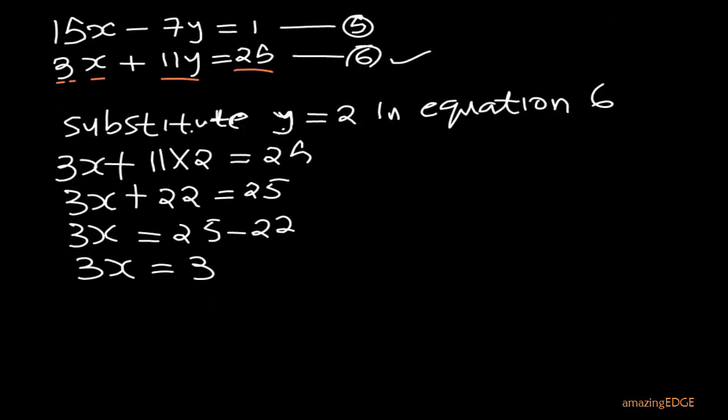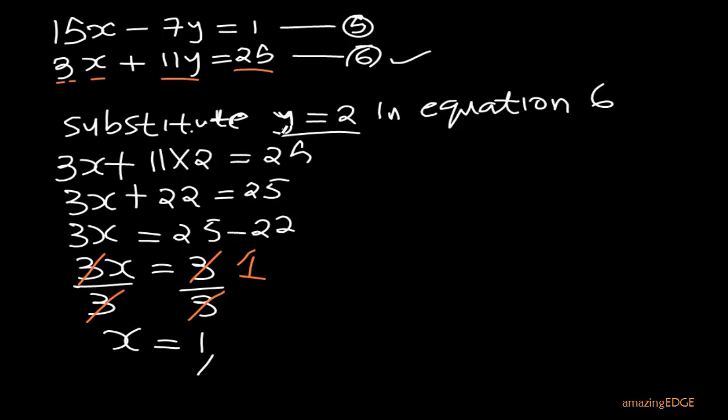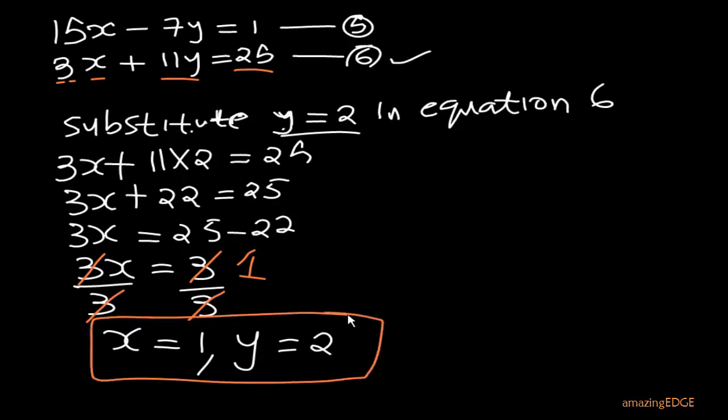Because we are looking for x, you divide both sides by 3. Divide here by 3, so that 3x divided by 3 gives us x, and 3 divided by 3 gives us 1. So we can now say that x equals 1. So finally, we got x to be 1 and y to be 2. These are the two values we are looking for, x and y. And if you go back to the original equations and substitute x equals 1 and y equals 2 on the left hand side, definitely it will coincide with what you have on the right hand side.